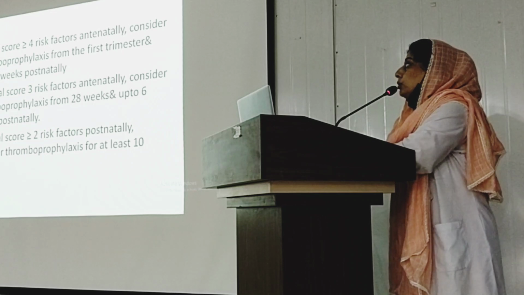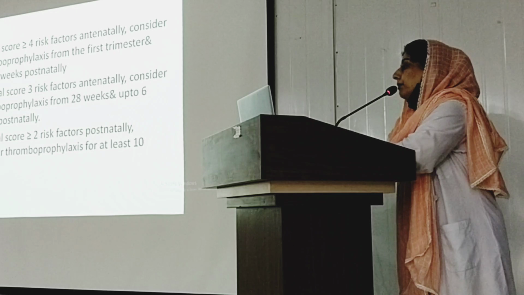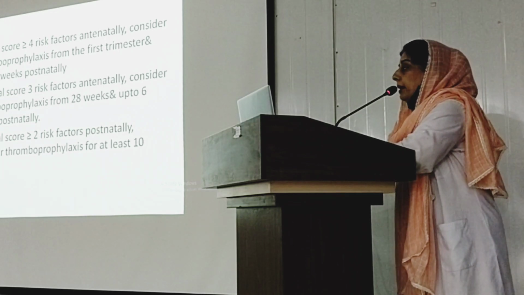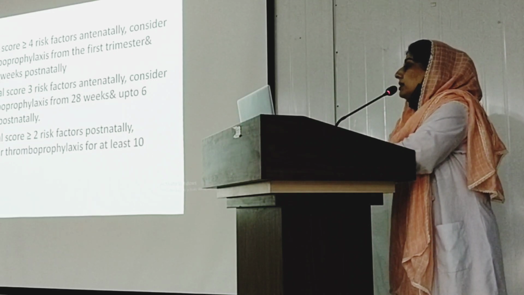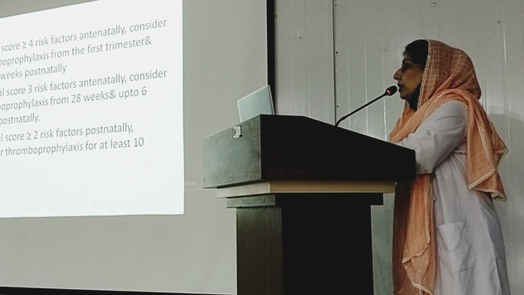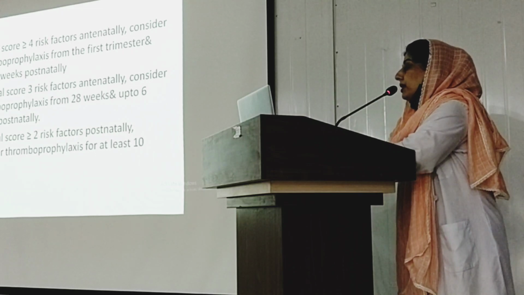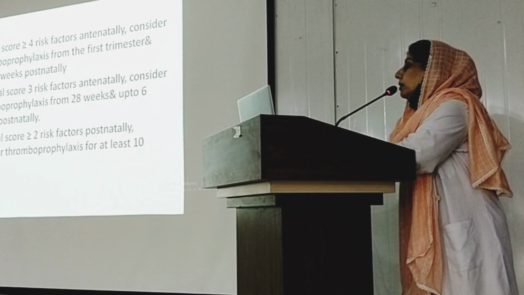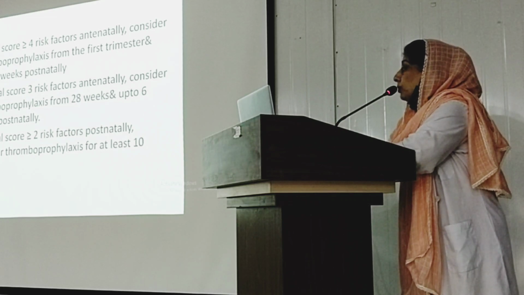This slide I will show in the beginning, and after discussing the table I will show it again. If the total score is 4 or more risk factors antenatally, consider thromboprophylaxis from the first trimester and up to 6 weeks postnatally. If the total risk score is 3 antenatally, consider thromboprophylaxis from 28 weeks and up to 6 weeks postnatally. If the total score is 2 or more postnatally, consider thromboprophylaxis for at least 10 days postnatally.